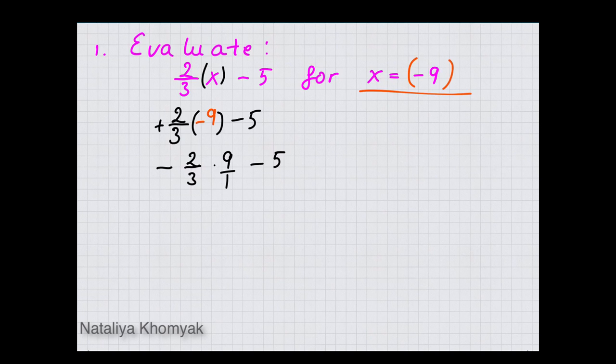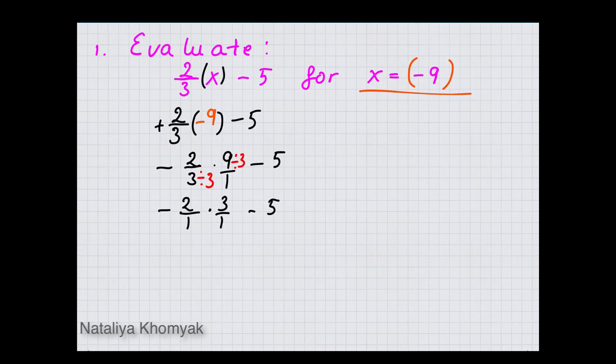9 is out of 1. We can reduce by 3. 3 goes into 3 and 3 goes into 9. So now we have negative 2. 3 divided by 3, 1. 9 divided by 3 is 3 out of 1 minus 5.